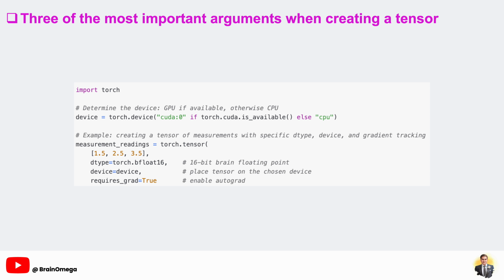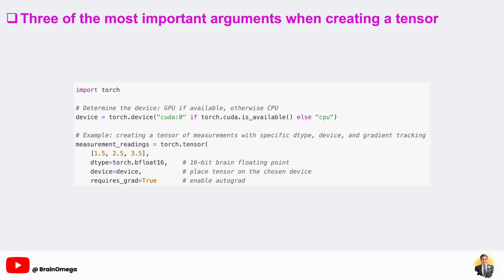First, we have this line: device = torch.device('cuda:0' if torch.cuda.is_available() else 'cpu'). This is a standard and very important piece of code. It checks if your computer has a compatible NVIDIA GPU which uses CUDA. If it does, it sets the device to CUDA. If not, it defaults to the CPU.